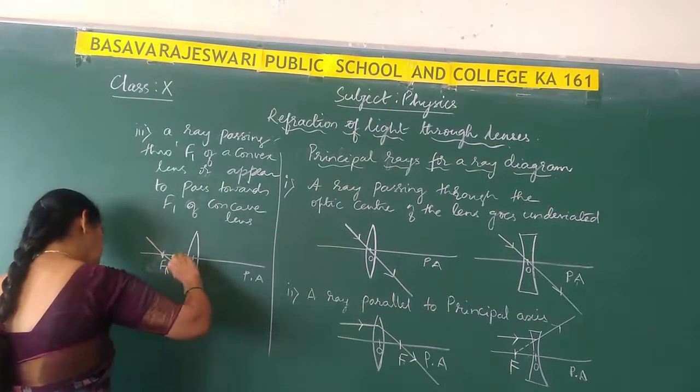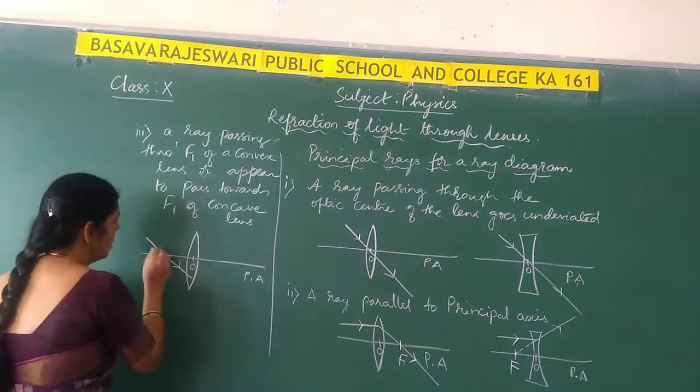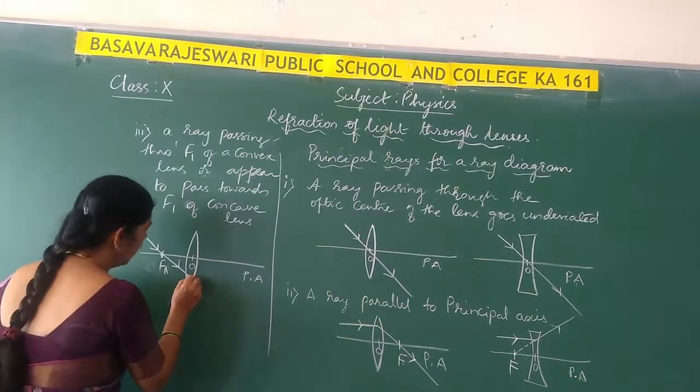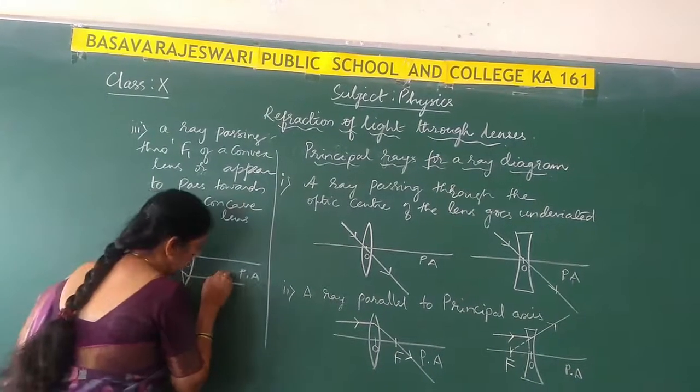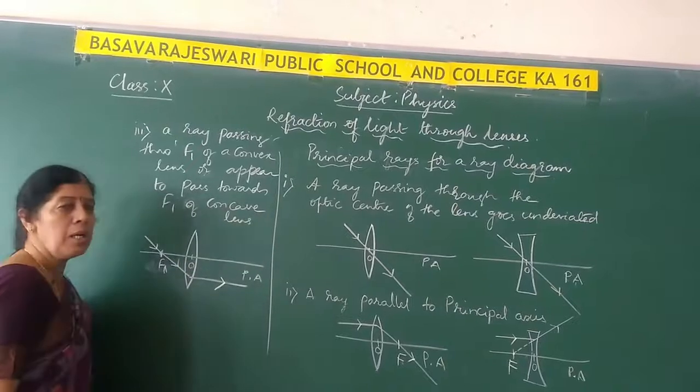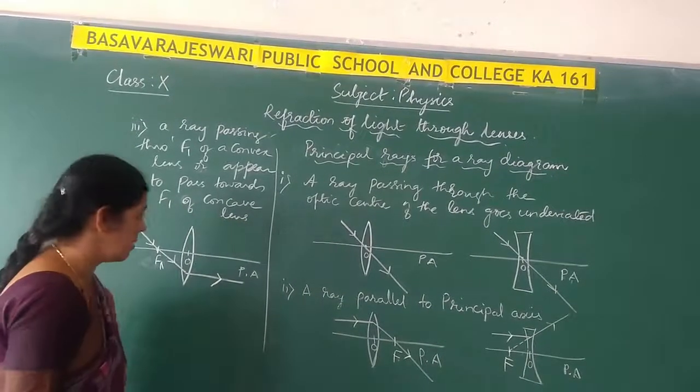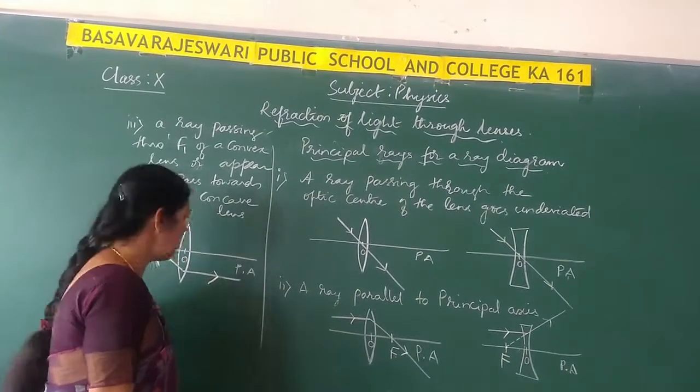Like that. From the object only the ray is coming. It is incident on the lens. After refraction, how does it have to pass? It has to run parallel to the principal axis of the lens. Okay, so this is the concerned ray diagram.